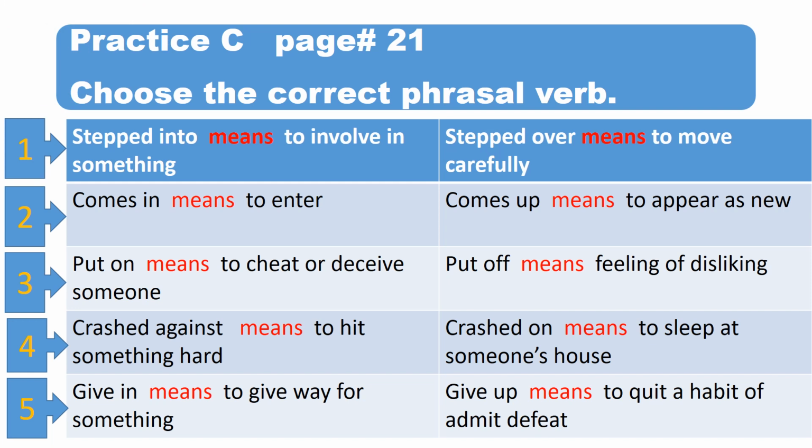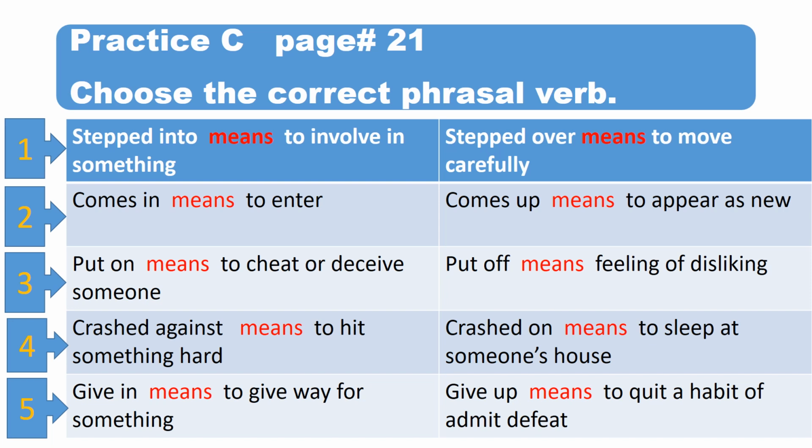Then you have practice C at page number 21. Choose the correct phrasal verb. Here are 5 sentences, and in each sentence you are given 2 options. You will select the right one. I have written the meanings of both options on this page. Look at these meanings and select the right option.